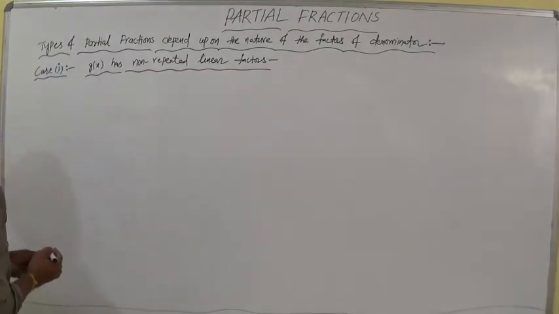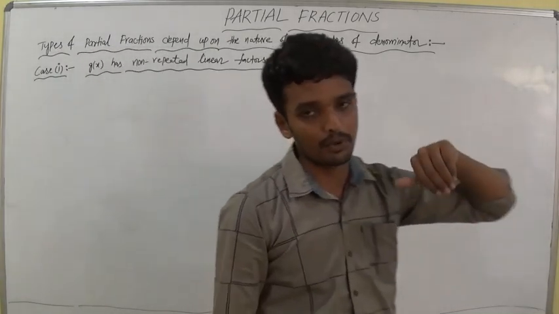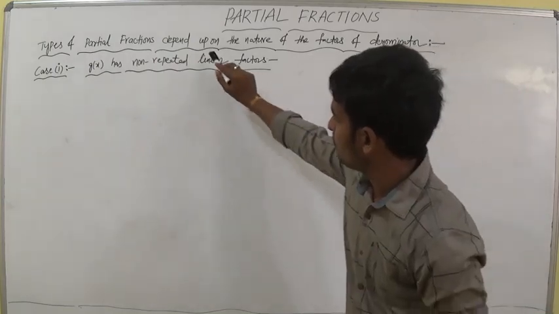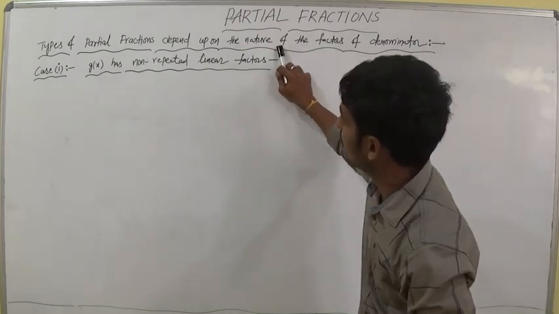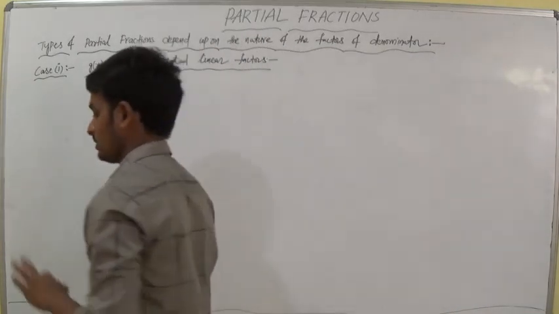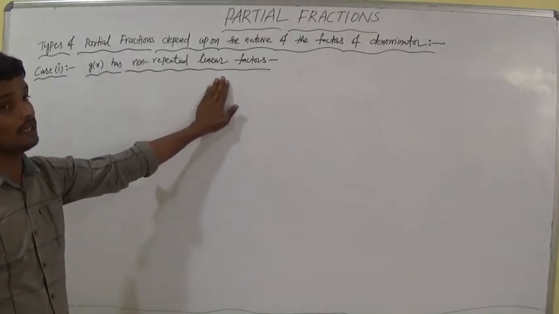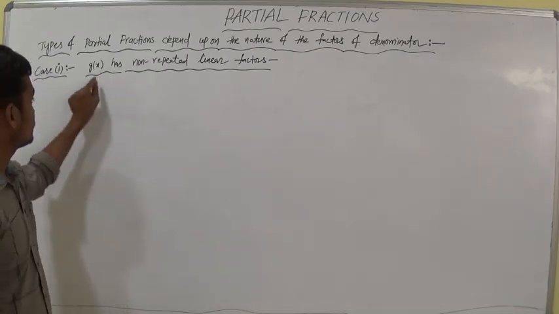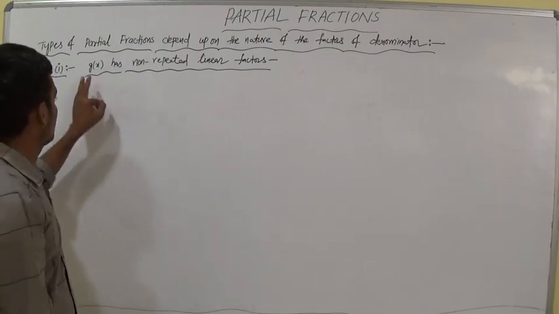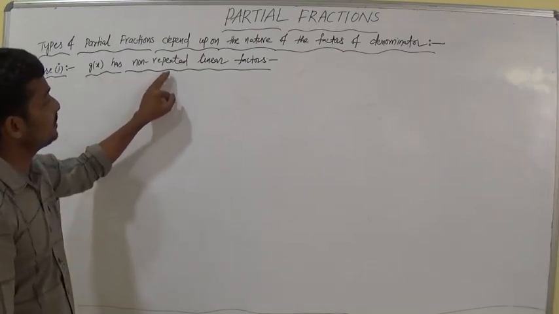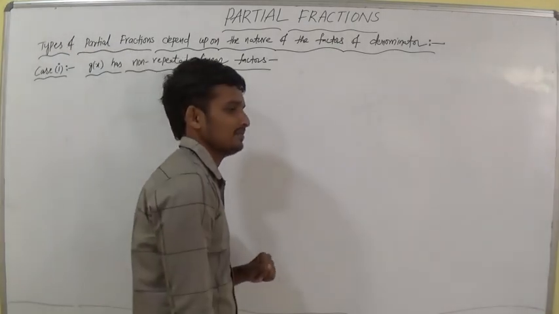Observe that. If g of x has factors, we are depending upon the type, the nature of factors of the denominator. There are 3 cases. The first case is g of x has non-repeated linear factors. The second case is g of x has repeated linear factors. And the third one is g of x has non-repeated quadratic factors.